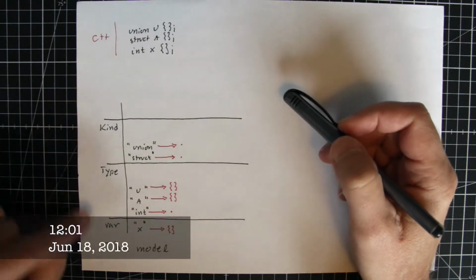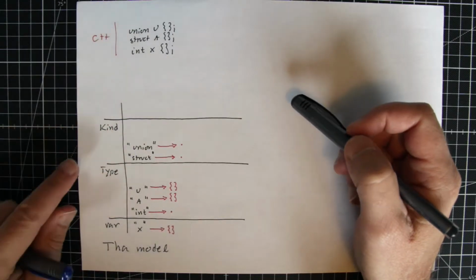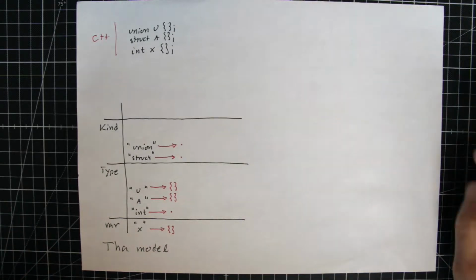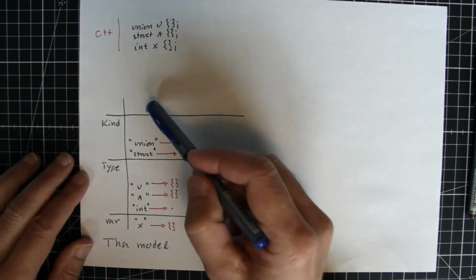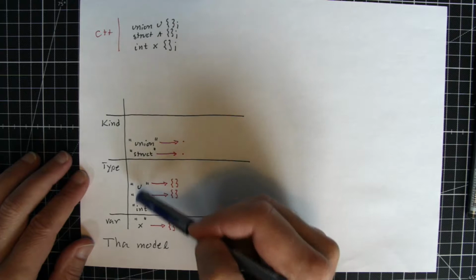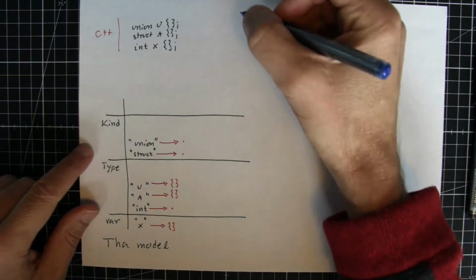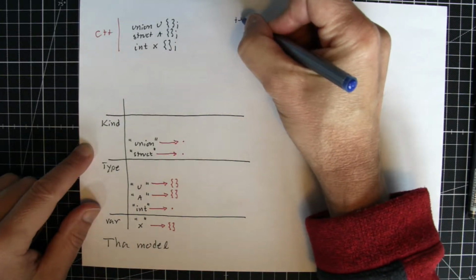Today we're going to continue with tar modeling the C++ type system. And I'm going to expand this model with what goes above kind, type and var. And spoiler alert, I'm going to add template.